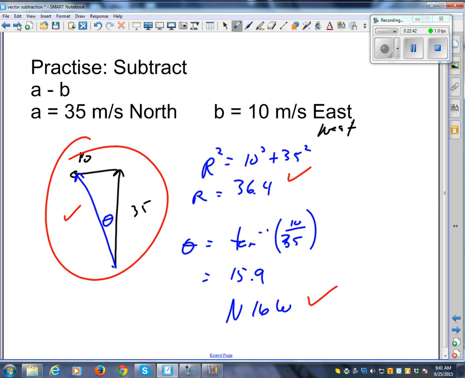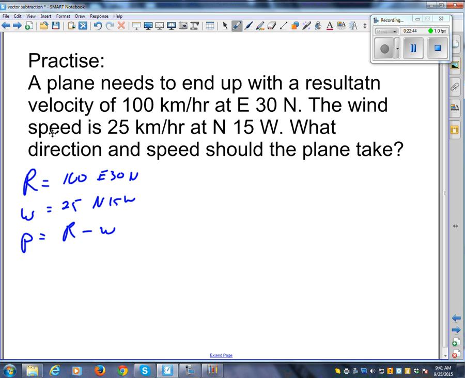This is exactly what navigators of planes need to do. They need to know they're flying from Winnipeg to Minneapolis in X amount of time. They know the distance. They know when they got to be there. They know the resultant velocity. They check the weather. This is the wind speed. Which direction should they fly? They need to know the plane. How fast should we fly and what direction? It's exactly what a navigator will do.